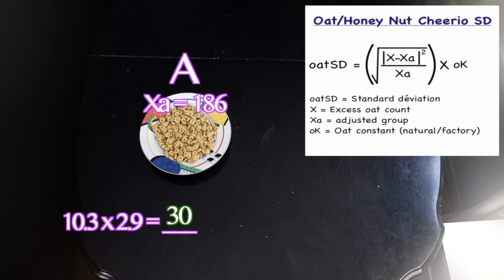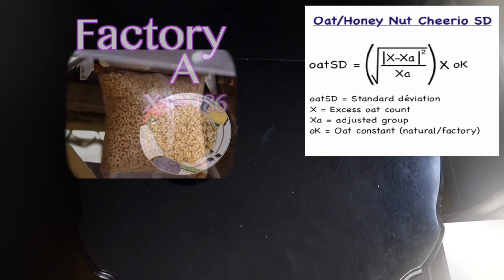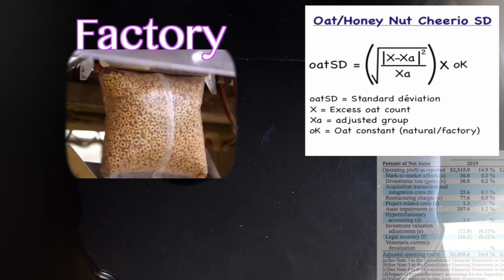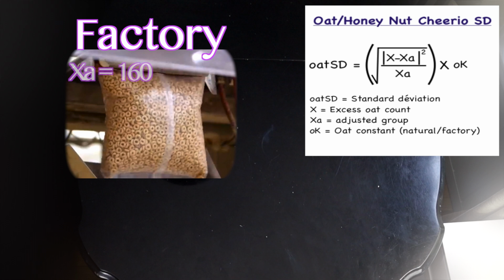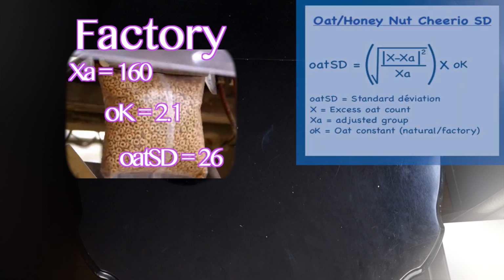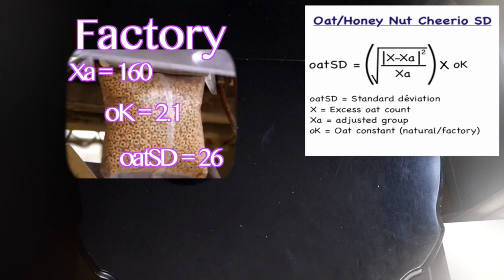So let's compare these results to factory results. Now it's stated in the Cheerio report I mentioned a bit ago that Honey Nut Cheerios have the average bowl size of 160 and the average standard deviation of 26. And this is a reminder that there's a factory oat constant of 2.1. This is not the natural oat constant when a bowl is outside of the factory. This is due to some really high-level mathematics that for the purpose of this video we don't have to get into. Here's the formula for the factory bowl of oats. And here it is filled in, and take note that there's no oat remainder like there is in a natural test like the one that we're doing now, because this is a controlled factory environment.